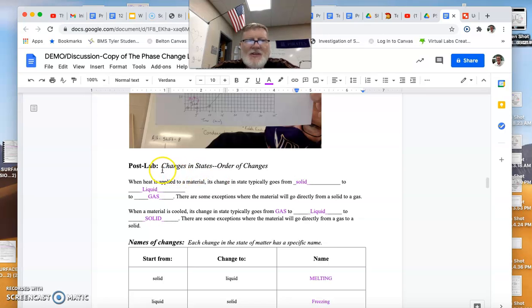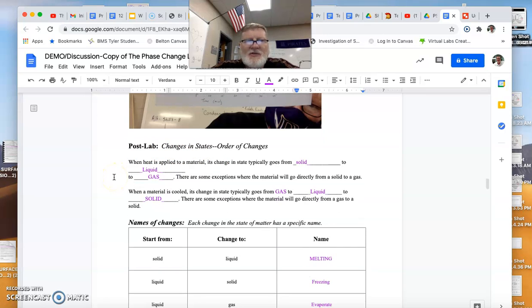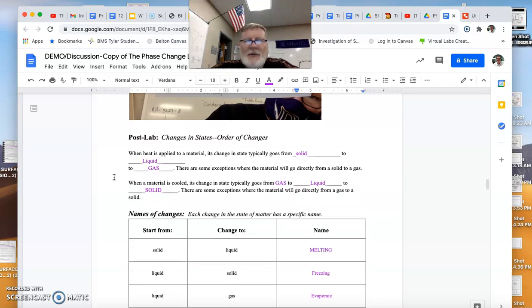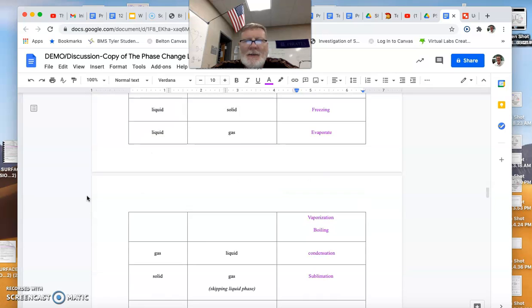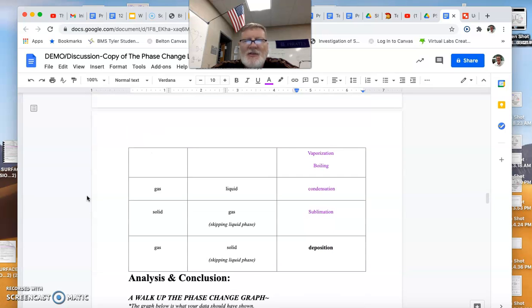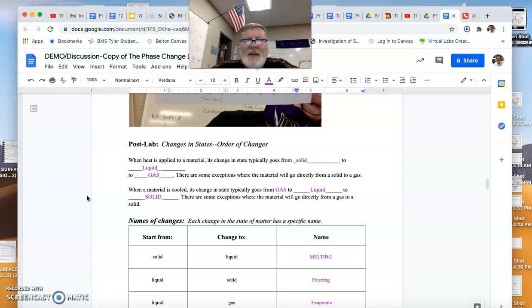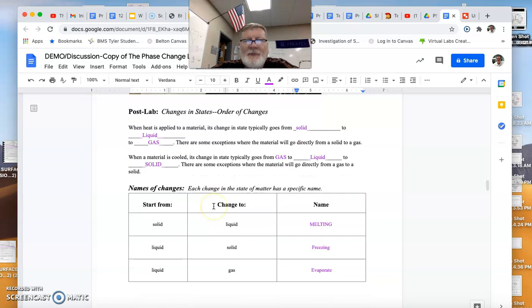Okay, the post-lab questions, just trying to understand phase change and the vocabulary that goes with it. When heat is applied to a material, its change in state typically goes from solid to liquid to gas. There are exceptions, which we would call sublimation or deposition. When a material is cooled, it goes in the reverse order, so gas to liquid to solid.